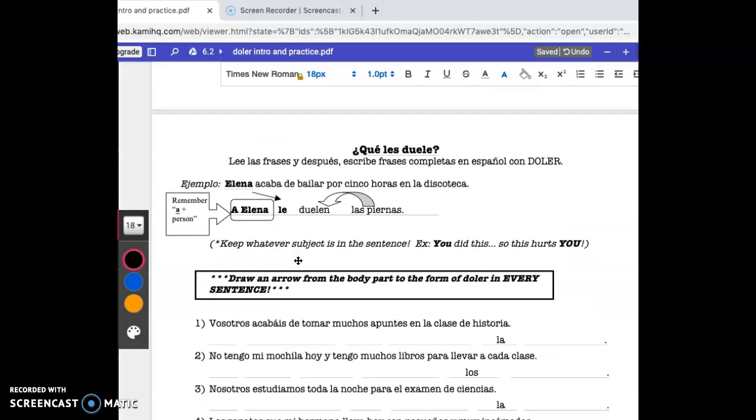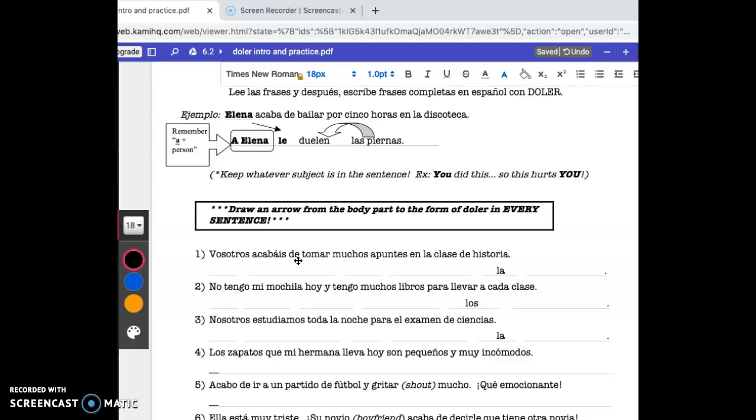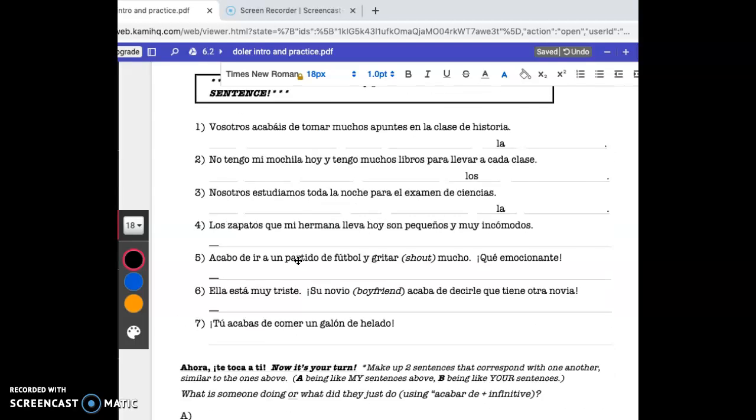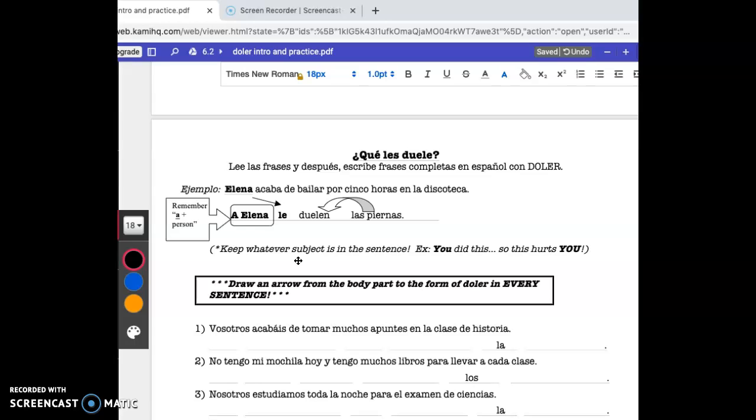So the idea for homework is to complete these 7 or 8 sentences, it's actually 9, using the forms of doler.